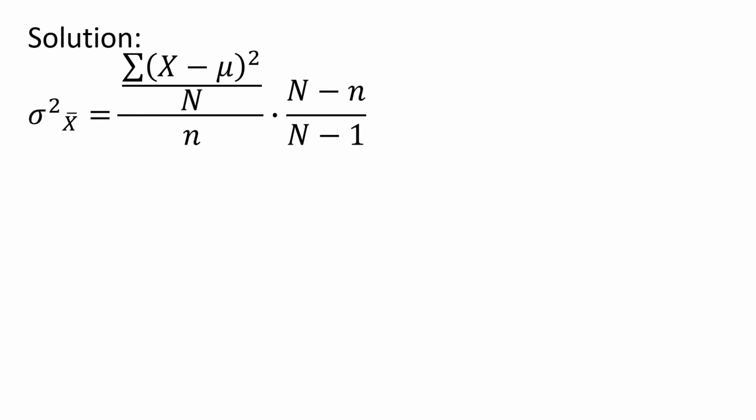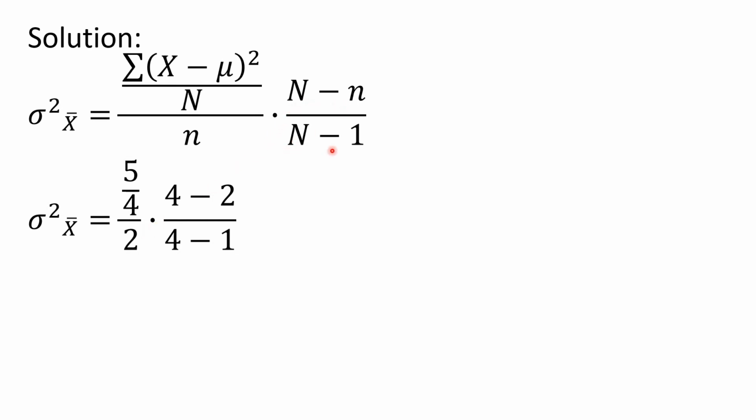Again, from this formula, by substitution, this is what we'll get. We've known that the value of the summation is 5 over the population, which is 4. So the numerator in this formula now becomes 5/4 over the sample size, which is 2, times population minus sample over population minus 1. So that is 4 minus 2 over 4 minus 1. Then what we did here is we divide 5 by 4 and we get 1.25.